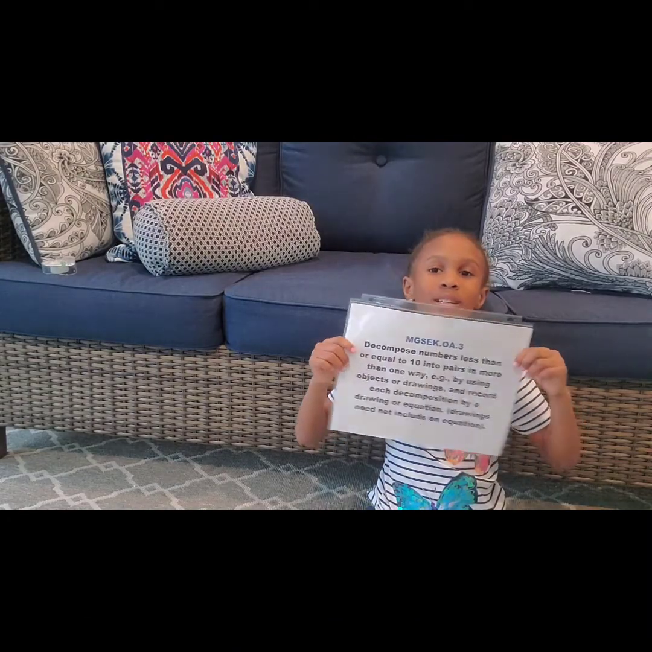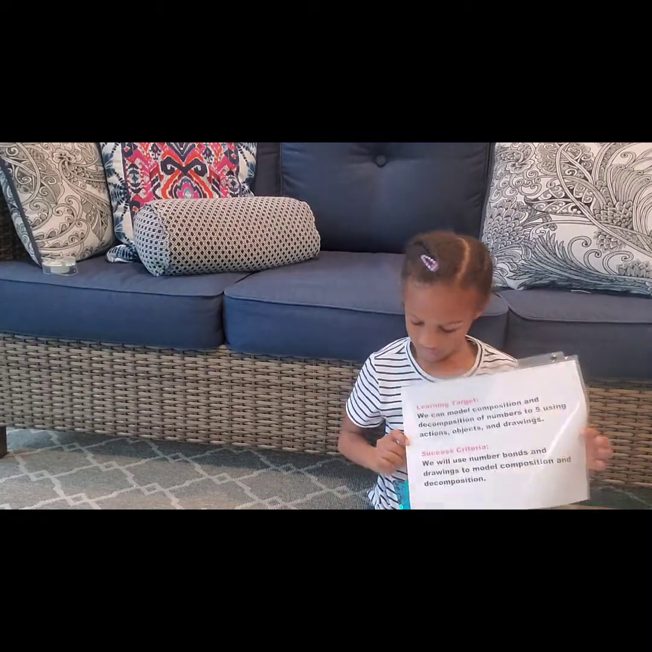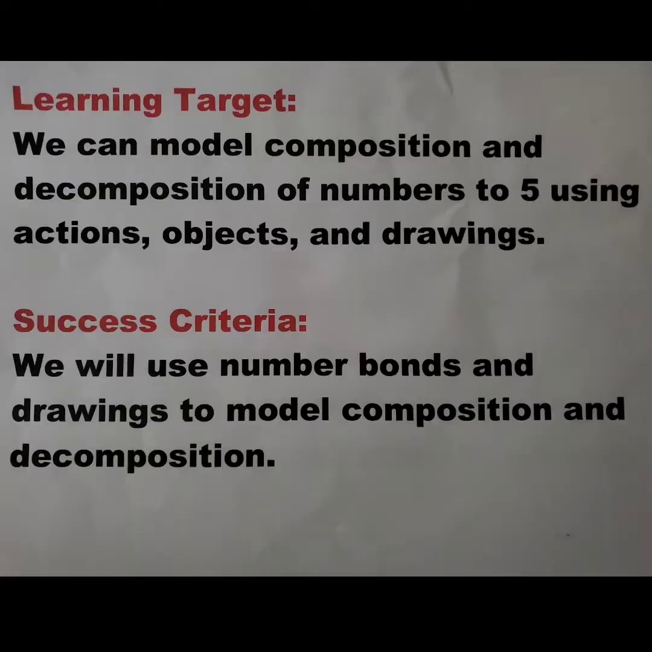All right, turn it around, Charlotte, and let's talk about our learning target. Our learning target is that we can model composition and decomposition of numbers to 5 this time using actions, objects, and drawings. And we've been really doing a great job of that. So the success criteria, this is how you can show me that you know how to decompose and compose numbers to 5. We will use number bonds, which we've used, and drawings to model composition and decomposition. Remember, composition means what?